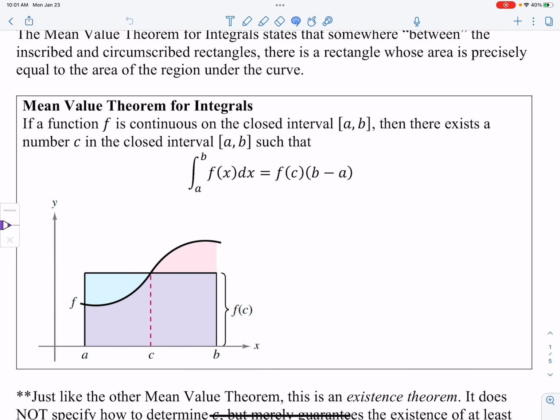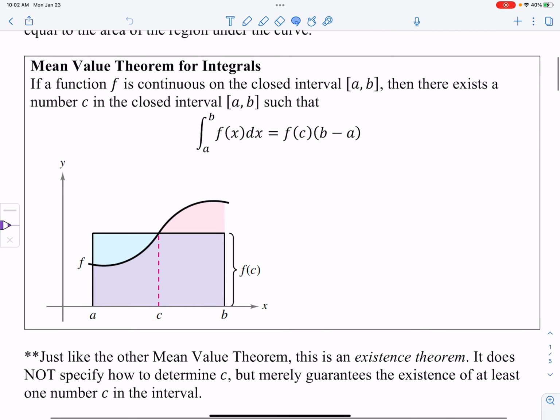So it says if a function f is continuous on a closed interval from a to b, then there exists a number c in the closed interval from a to b such that the definite integral is equal to f of c times the quantity b minus a. So f of c times b minus a represents the area of a rectangle that has a height of f of c and a width of b minus a. So this is the mean value theorem.